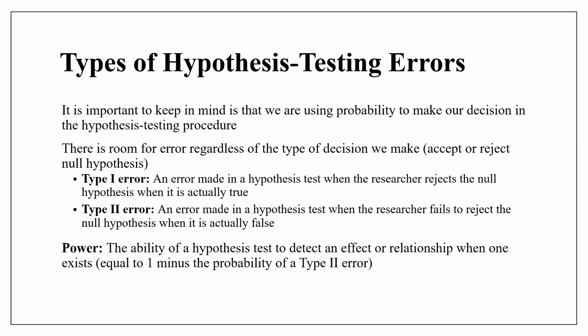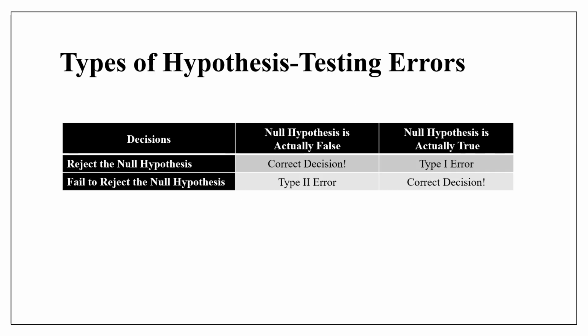Now, power here is the ability of a hypothesis test to detect an effect or relationship when one exists. So again, it's going to give us an indication of how much power we have to actually be able to answer a research question. Here's a table.